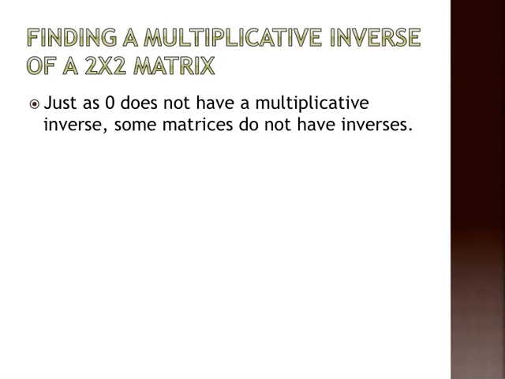So just like 0 does not have a multiplicative inverse when we're talking about real numbers, matrices don't necessarily have inverses, and it depends on the determinant. When you find that the determinant is equal to 0, then you know that that matrix does not have an inverse.